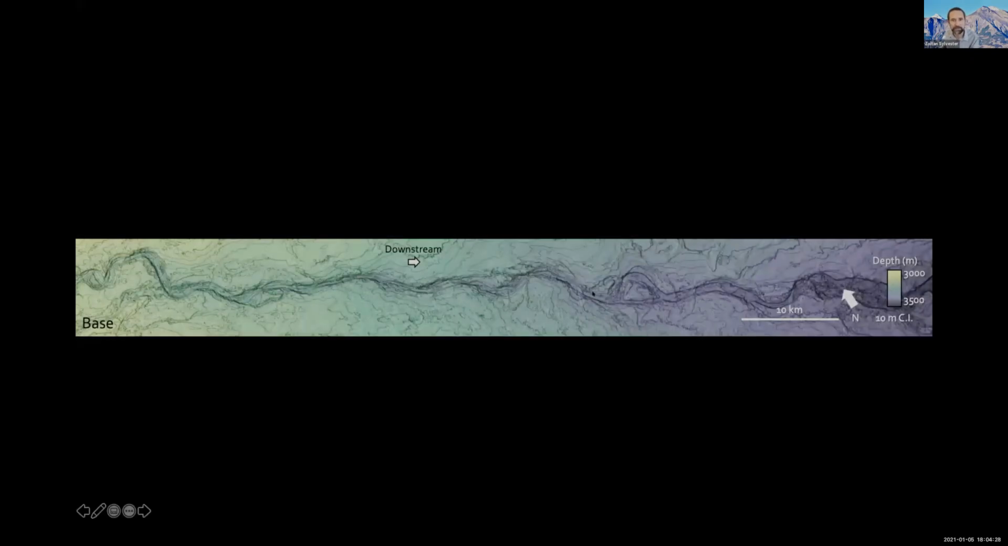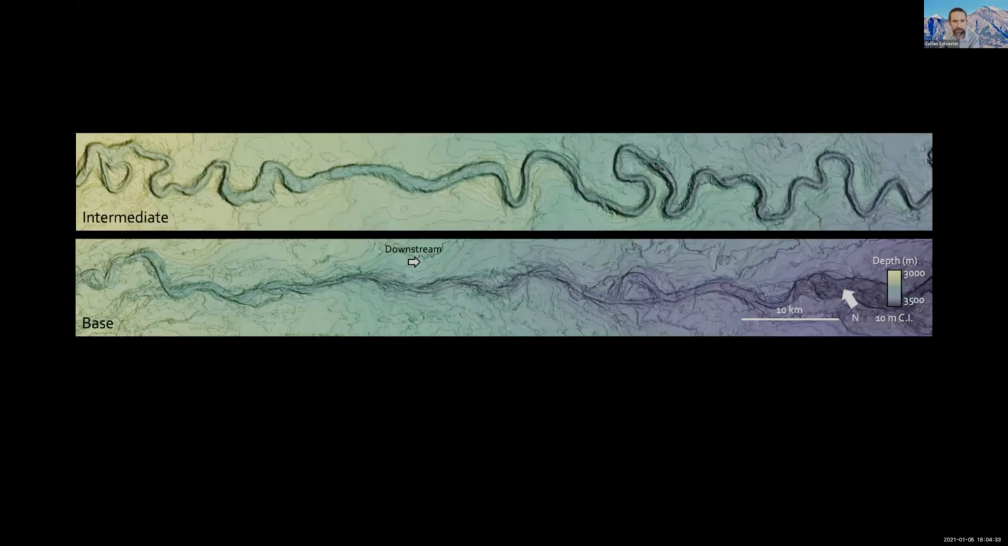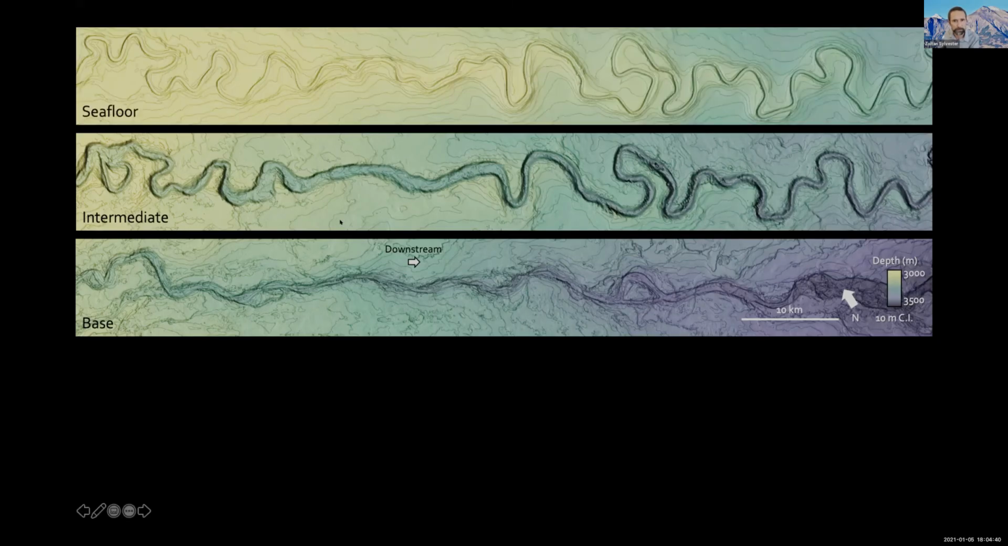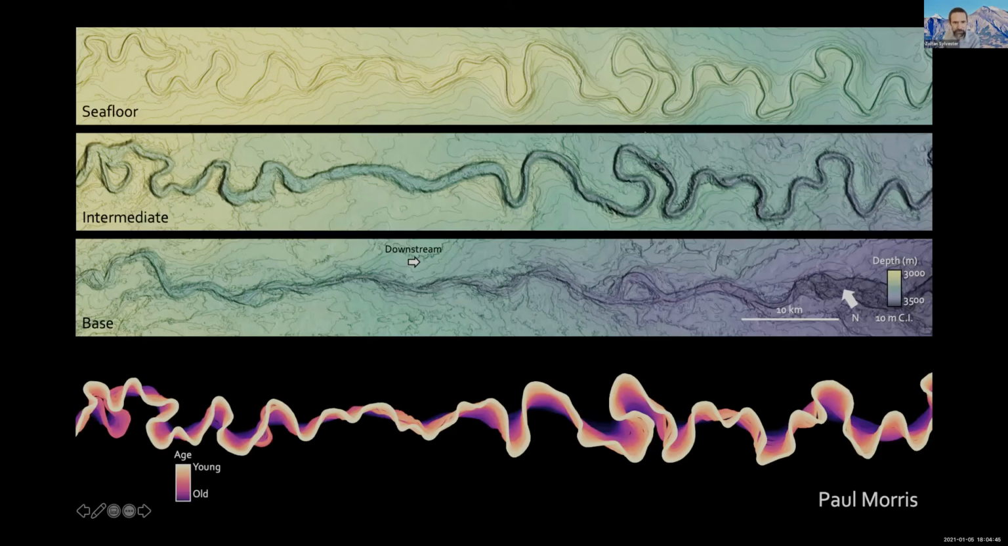If we look at the system through time, this is a horizon from the base, low sinuosity, higher sinuosity in the middle, and then really high sinuosity at the very top. One of the students in our group, Paul Morris, who is doing his PhD on this system, has spent a lot of time mapping the channels and adding the center lines. And that's how it looks, going from purple, the old, to yellow, young.